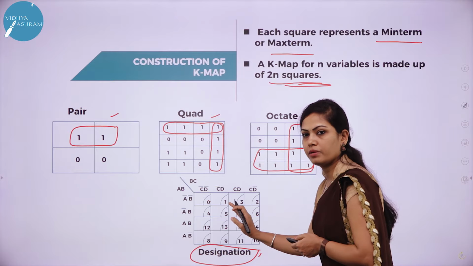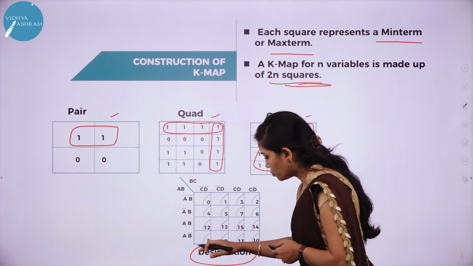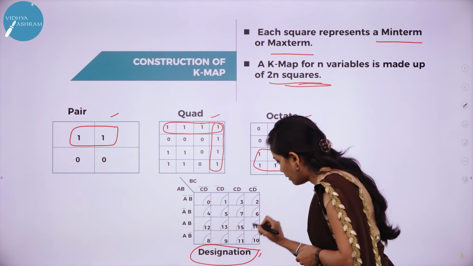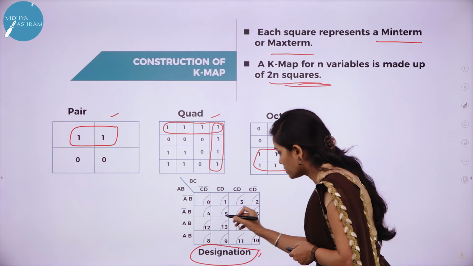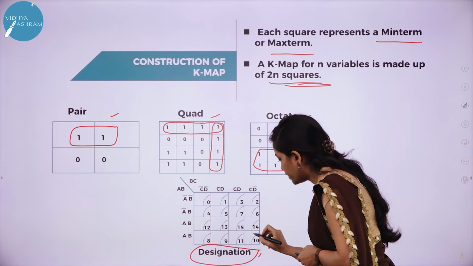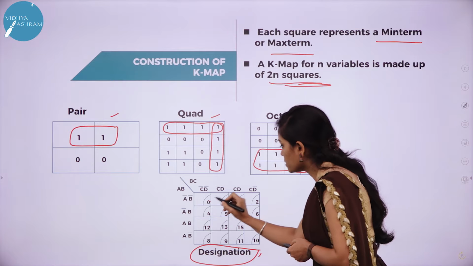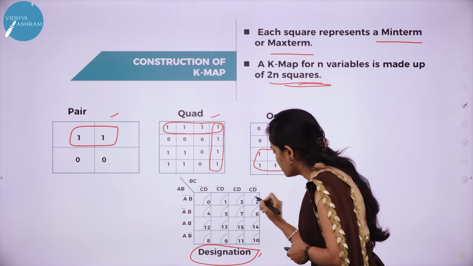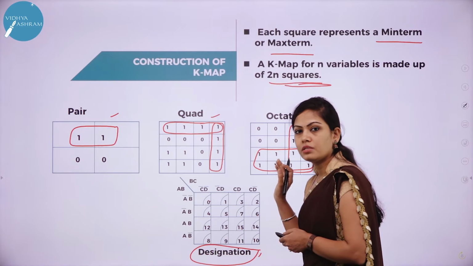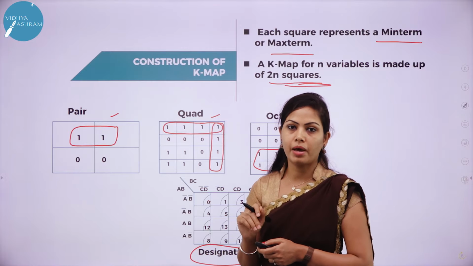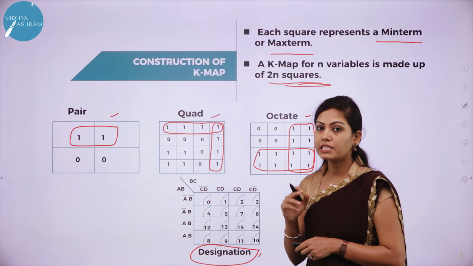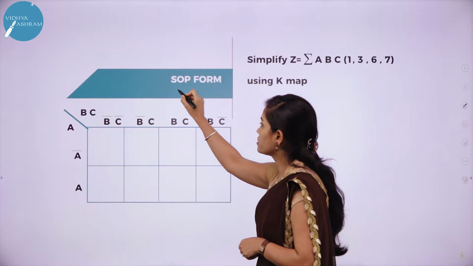4, 5, 6, 7. And next skip this line. Go to the next line. 4 plus 4, 8. 5 plus 4, 9. 7 plus 4, 11. 6 plus 4, 10. Next, 8 plus 4, 12. 9 plus 4, 13. 11 plus 4, 15. 10 plus 4, 14. So, 0, 1, 2, 3, 4, 5, 6, 7, 8, 9, 10, 11, 12, 13, 14, 15. This method only you should use in K-map. You have to follow this method. Otherwise, the designation will change.